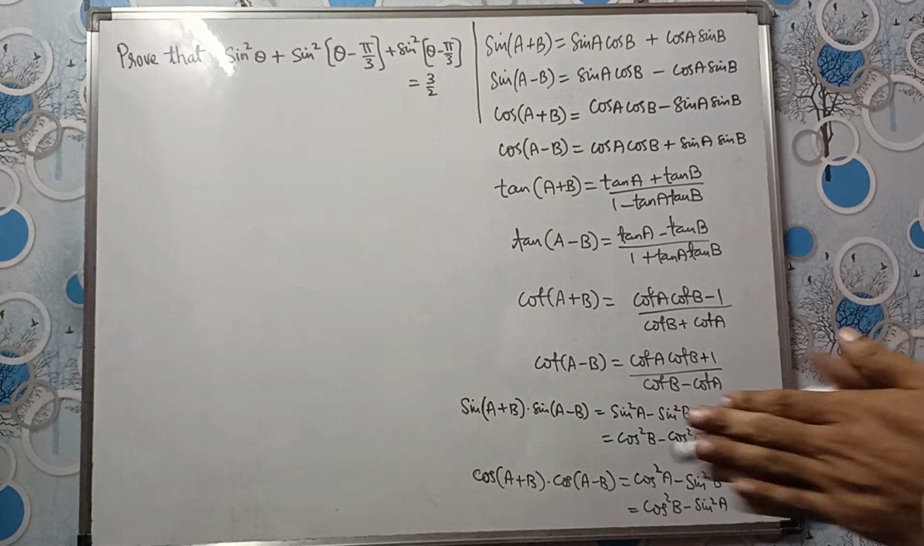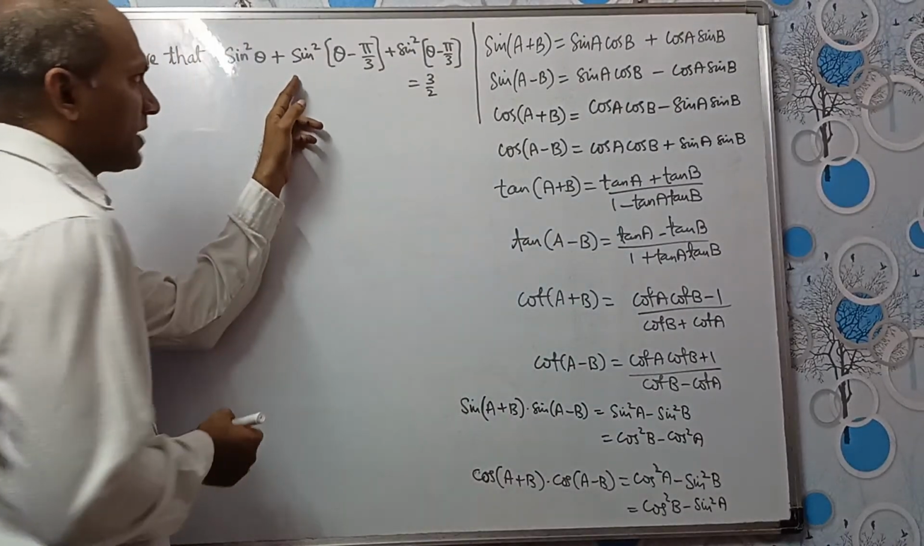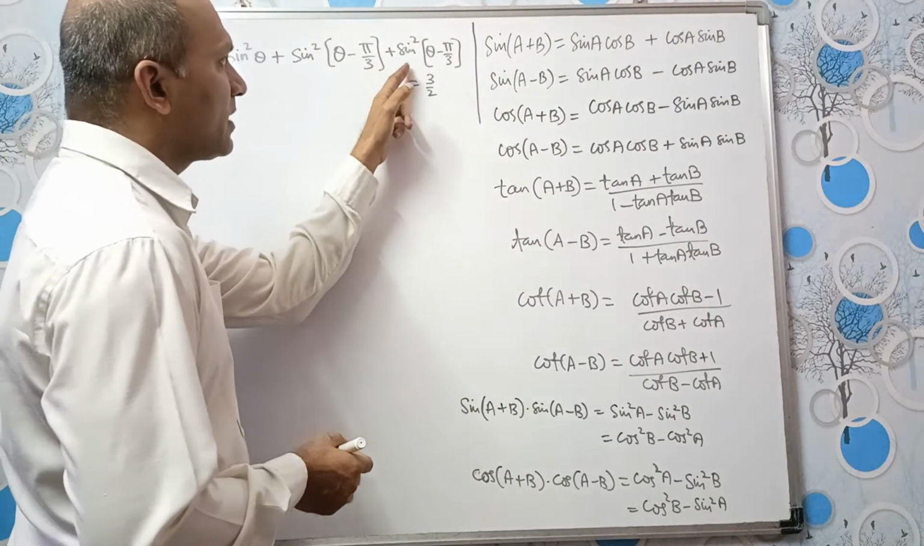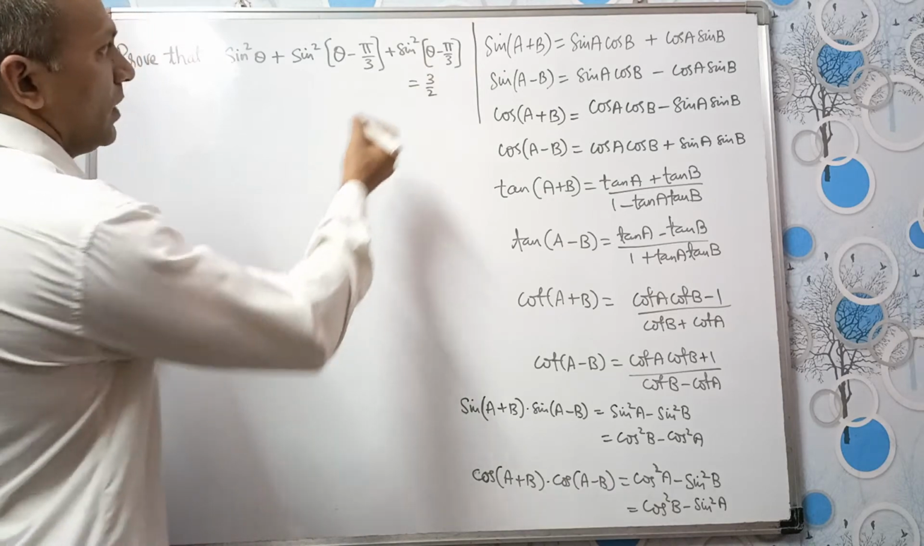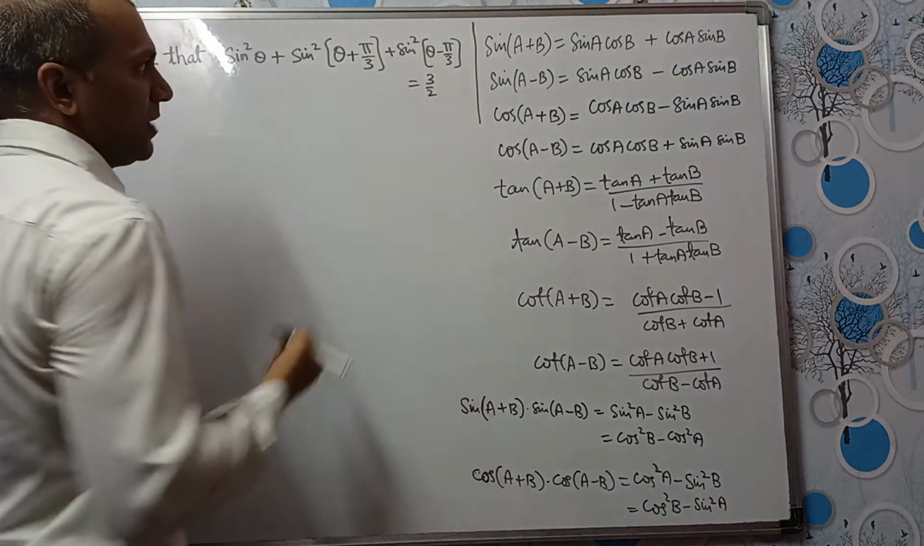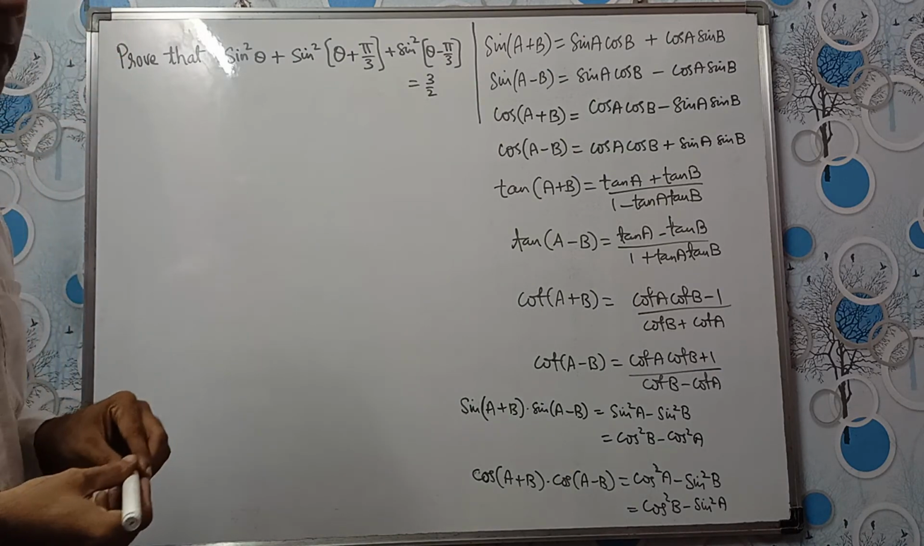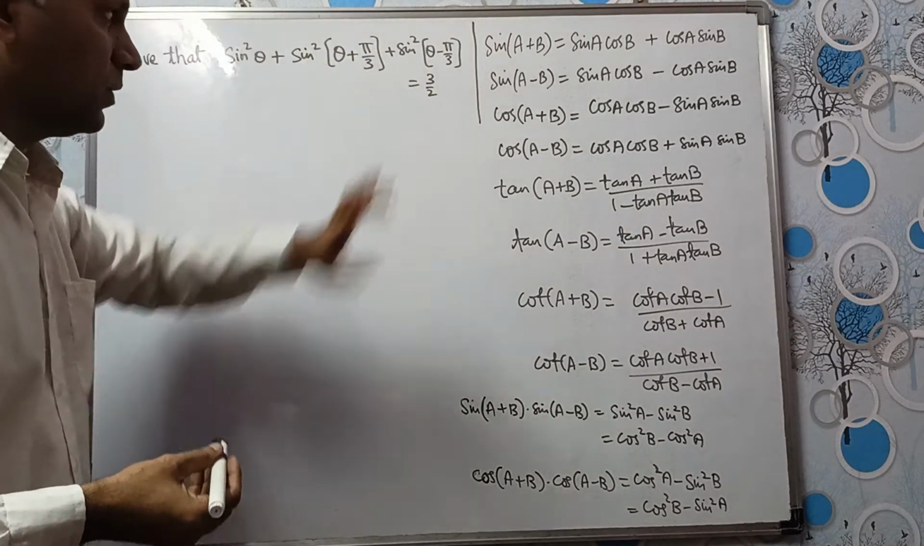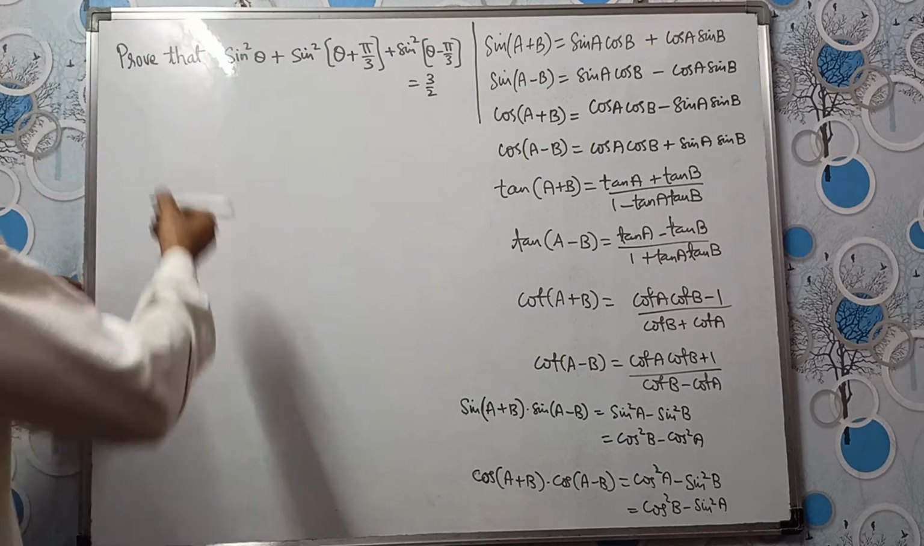Okay, let us solve this problem. Sin square theta plus sin square theta minus pi by 3 plus sin square theta plus pi by 3, sorry, one is plus, is equal to 3 by 2. We should prove that this whole thing is equal to 3 by 2.